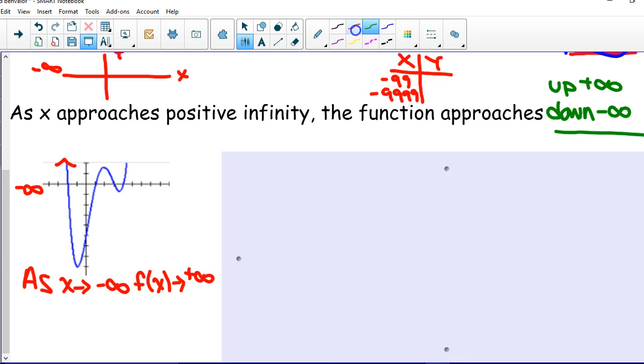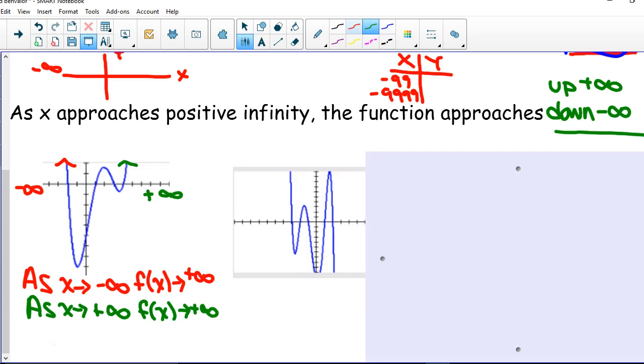We have to do both sides. So I did red, and now I'm going to do green. As x approaches positive infinity, f of x approaches. Now, positive infinity for the x is on the right side. What's happening to my function? It's going up again. Why don't I do one more with you? Then I'll do one on your own.